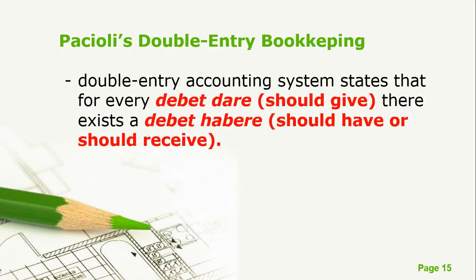Okay, so a double entry accounting system states that for every debit dare, that's what should give, there exists a debit habere or should have or should receive. So when you say debit dare, kapag meron kang binigay, meron ka ring debit habere. Meron ka raw ring na-receive or should have, no? For example, kung nagpahiram ka ng pera, meaning nagpalabas o nagbigay ka ng pera, meron ka ring na-receive.